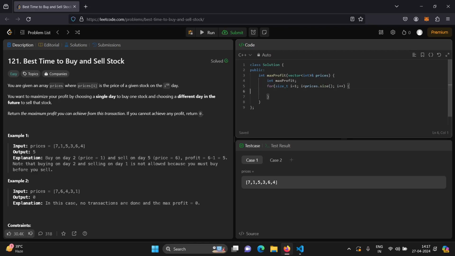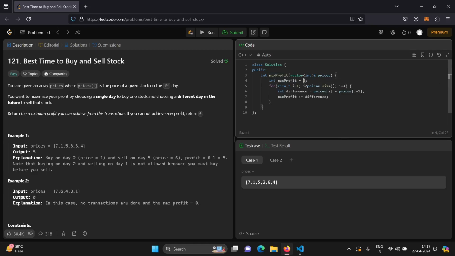i plus plus. So let's do a difference between today's date and the previous date. So that would mean prices of i minus prices of i minus 1. Cool. Now we have the difference here. Now what we want to do is max profit plus equal to differences. We are going to add these differences.